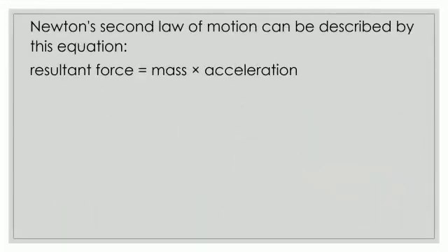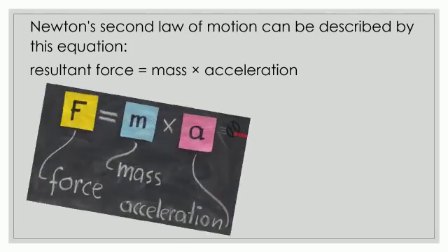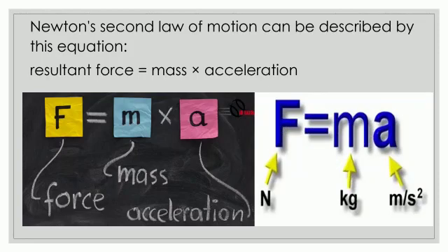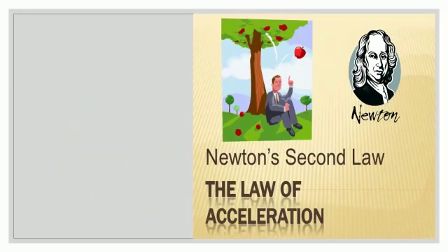Newton's second law of motion can be described by this equation. Resultant force is equal to mass times acceleration. Or this can also be represented by letters: F is equal to m times a. Force is expressed in newtons. Mass is expressed in kilograms and acceleration is expressed in meters per second square. Newton's second law of motion is also known as the law of acceleration.